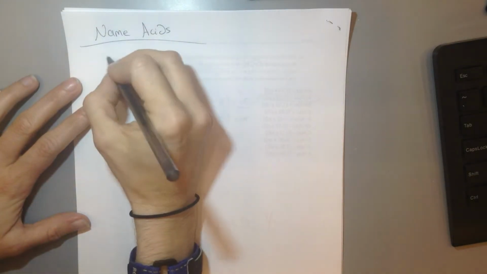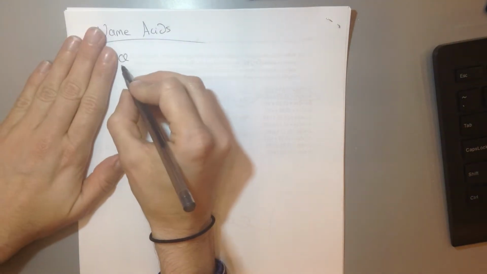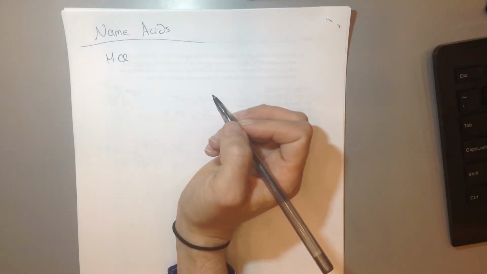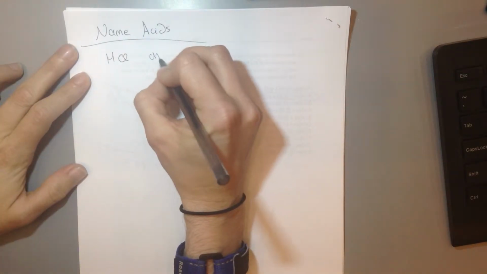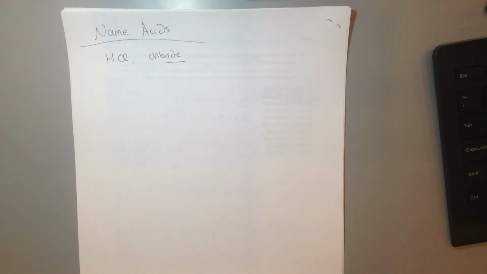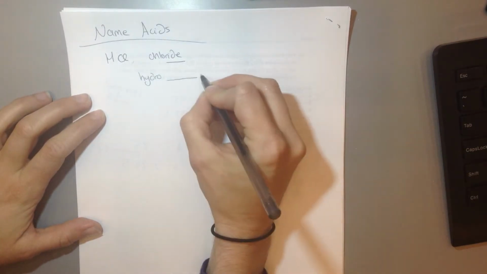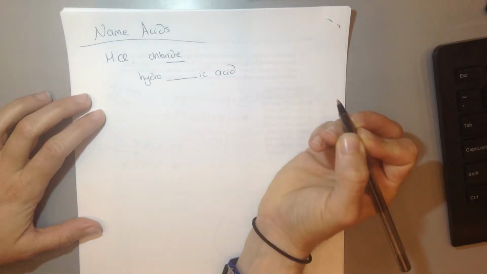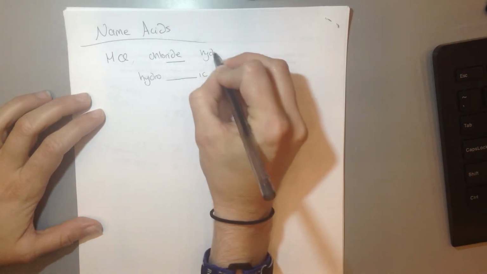So here's an example. Let's look at HCl. Now, if we just had Cl by itself, what would Cl be called in this case? Chloride, right? It would have that "ide" ending. Anytime whatever's left without the H has an "ide" ending, the convention is to name it hydro blah blah blah ic acid. So in this case, HCl becomes hydrochloric acid.